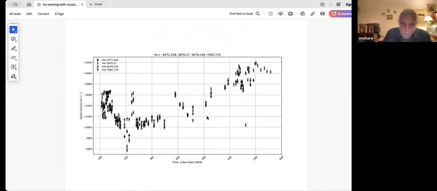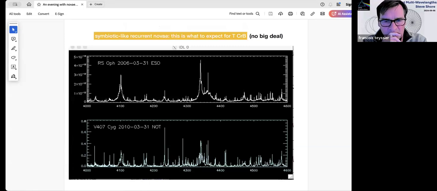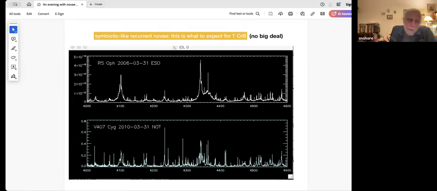So, the last is the other kind of nova, which is the difference between blowing up in a wind and blowing up in space. The top is RS Ophiuchi, the bottom is V407 Cygni.